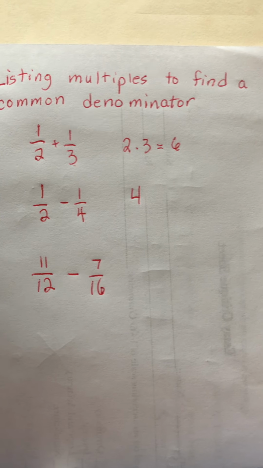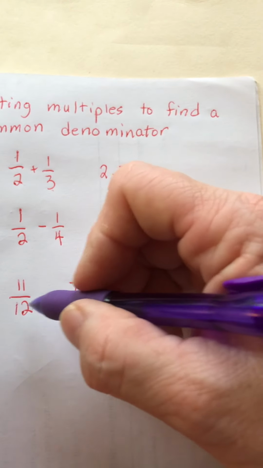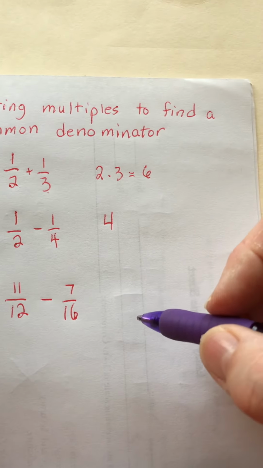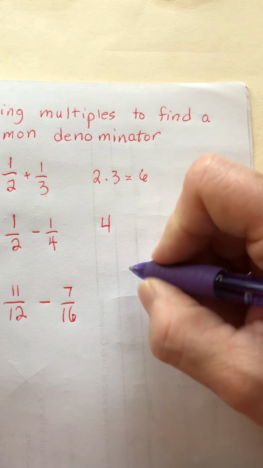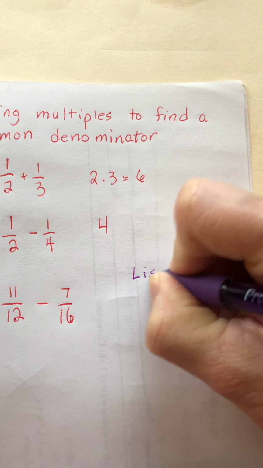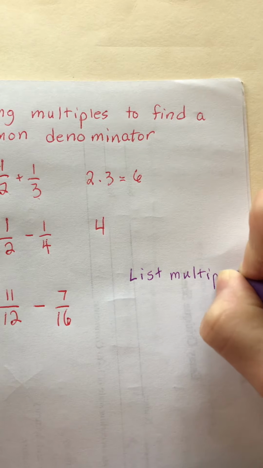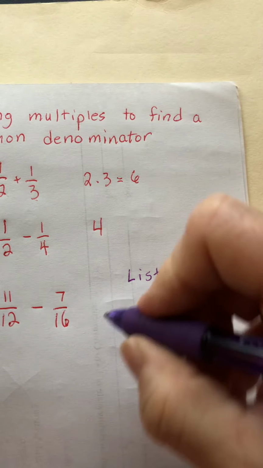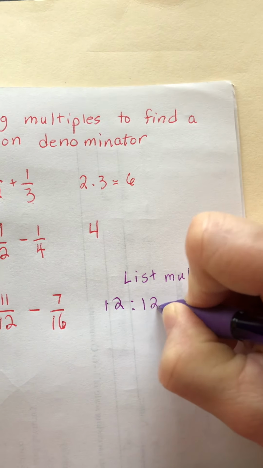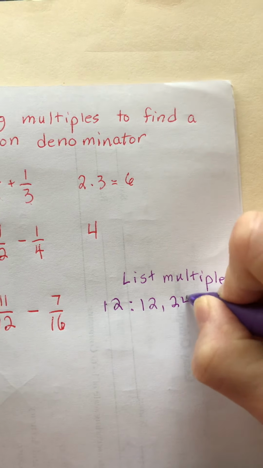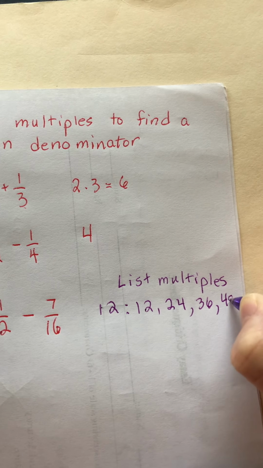I don't think 12 goes into 16. 16 is not a multiple of 12, so I can't just count by 12s and get to this. But I can list my multiples. So what I will do is list the multiples of 12 and 16. So 12, you're going to do 12, 24, 36, 48, and you could keep going.